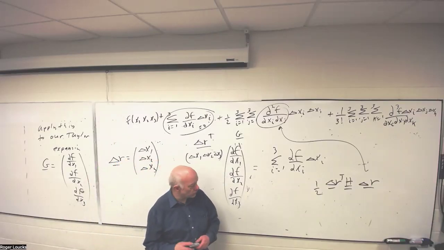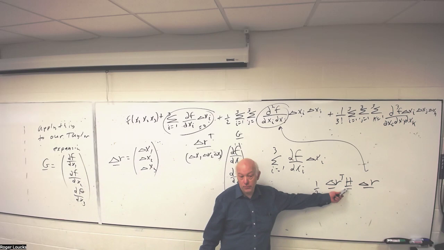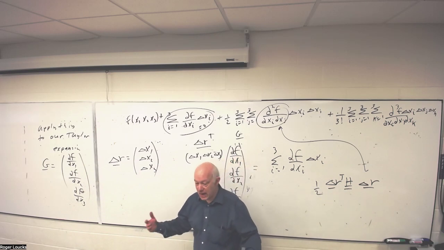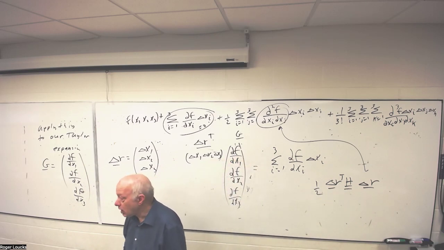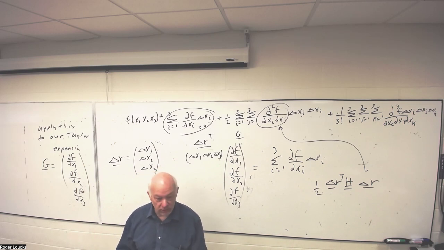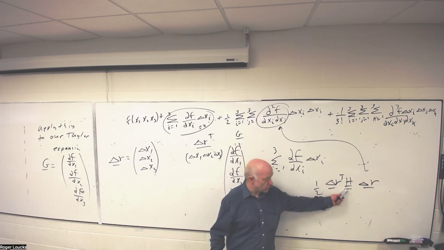And this is probably, for most of you, your first experience with the Hessian. A Hessian is just an n by n matrix. It's a generalization of the second derivative for a multidimensional function. And this is a Hessian that we're going to have to diagonalize.